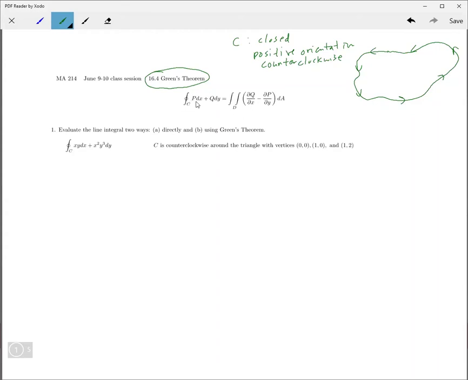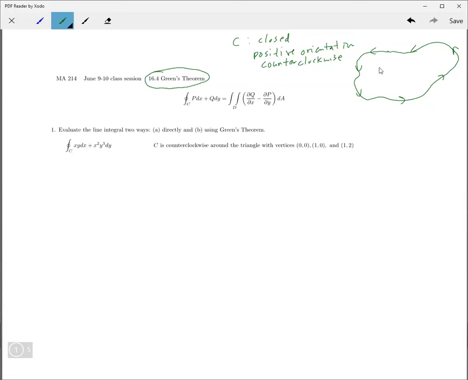But if you have P dx plus Q dy, and you're doing a line integral, that's going to be equal to the area integral. So instead of taking a line integral around this curve, you can calculate that line integral by taking the area integral inside. So that's kind of a useful theorem.